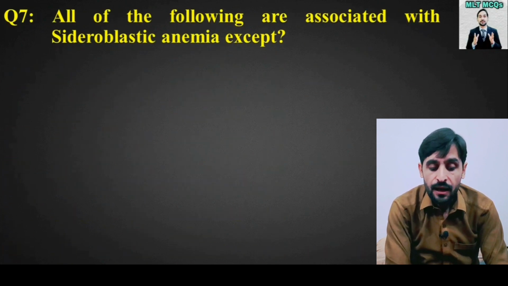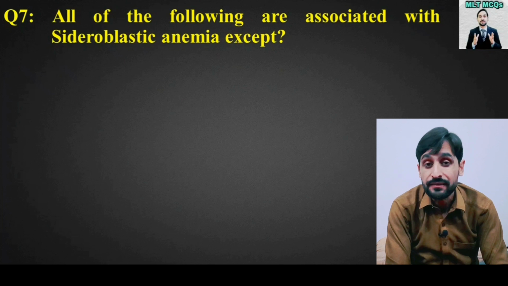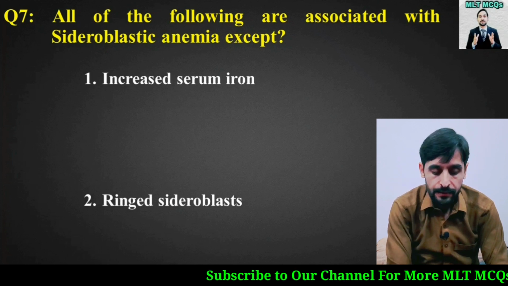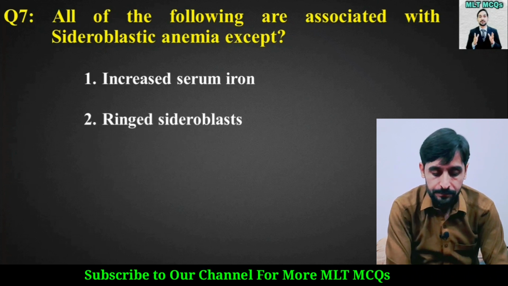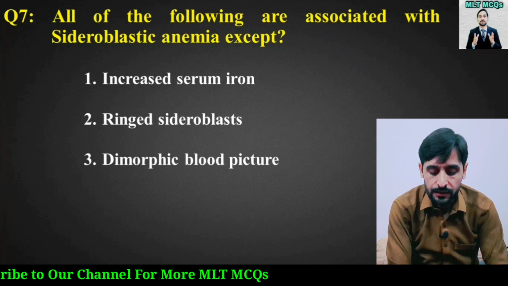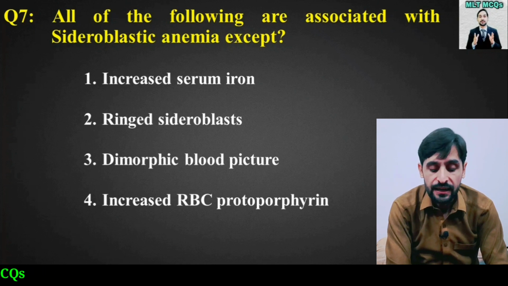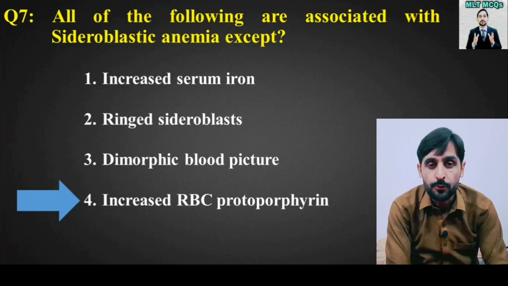MCQ number 7: All of the following are associated with sideroblastic anemia except. Options are increased serum iron, ringed sideroblast, dimorphic blood picture, increased RBC protoporphyrin. And the right answer for this MCQ is option number 4, increased RBC protoporphyrin. All of the following are associated with sideroblastic anemia except increased RBC protoporphyrin.